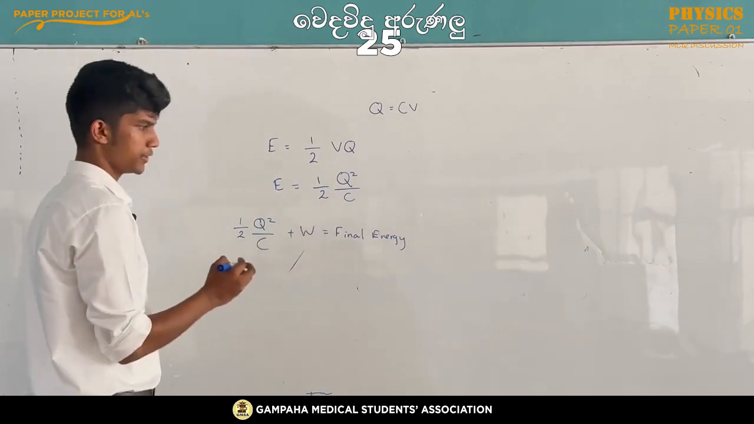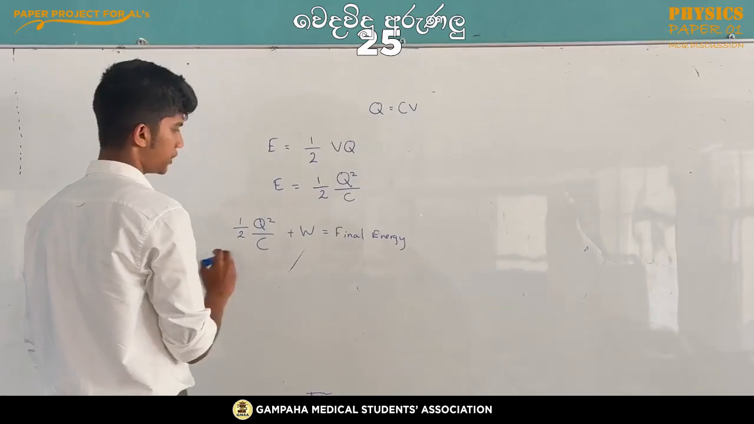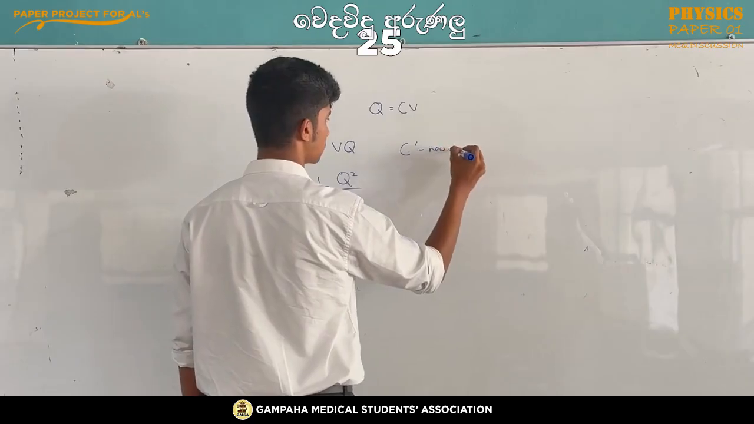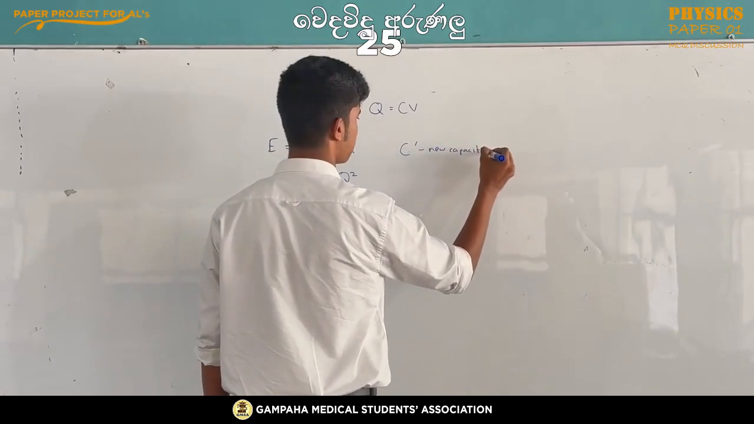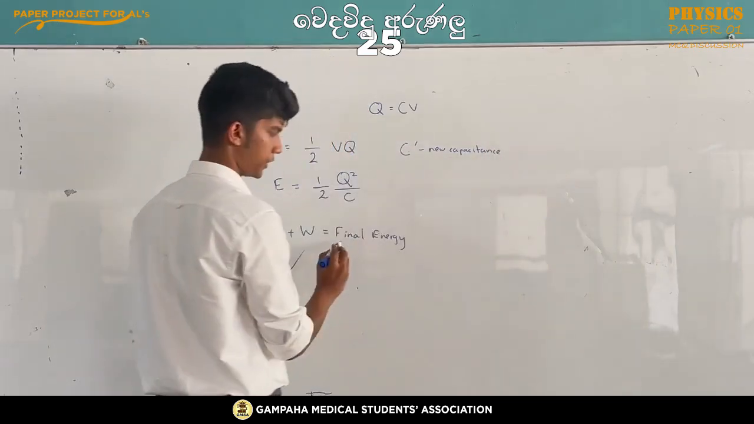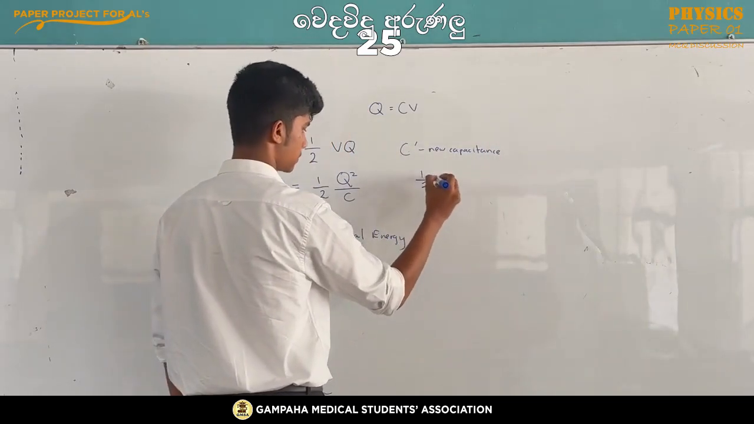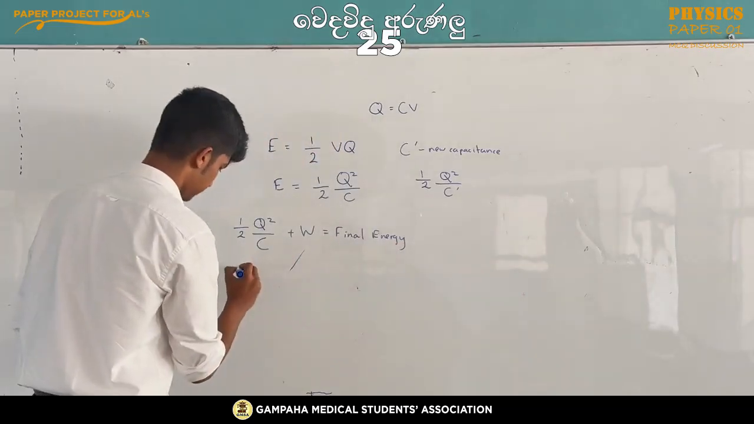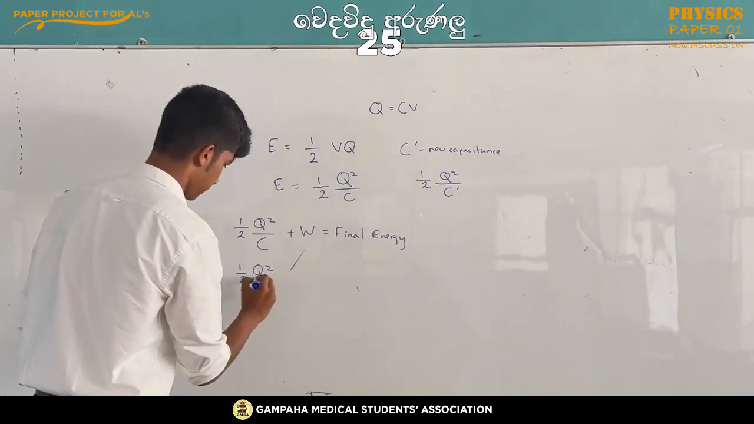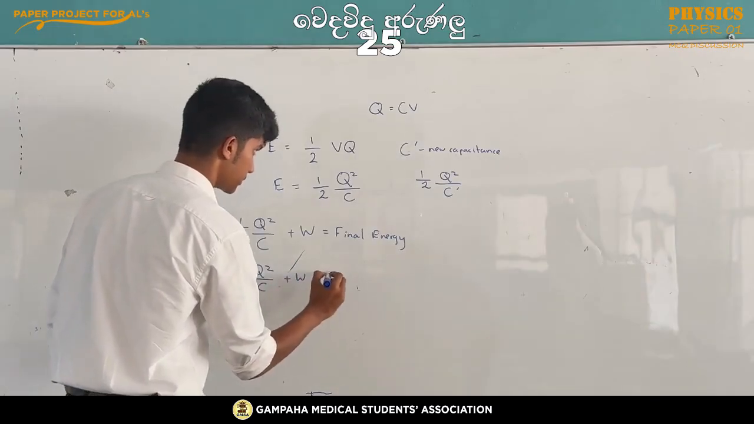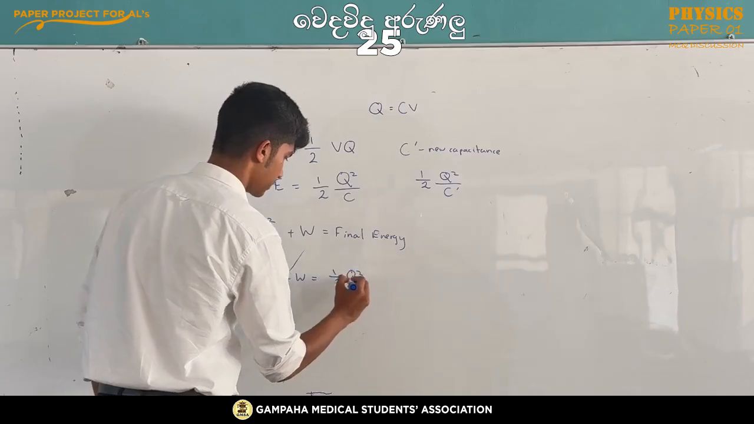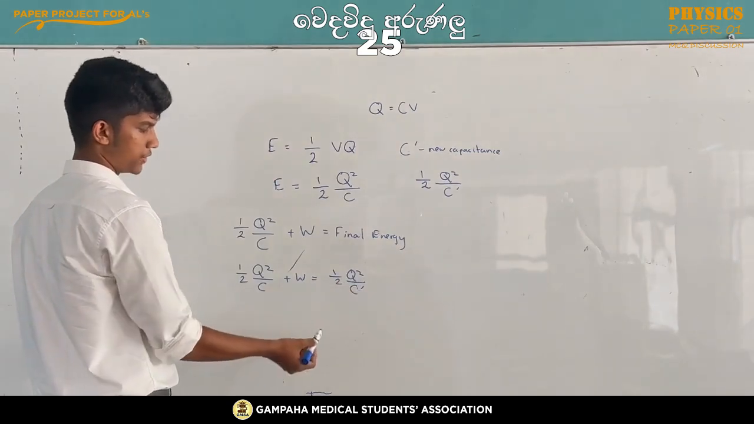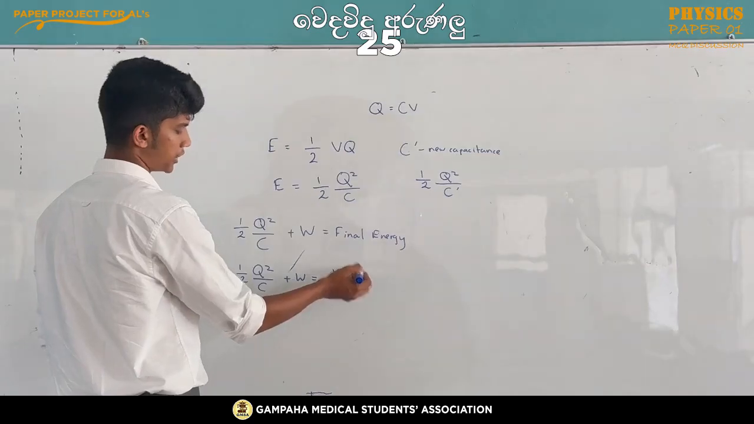Now since the charge is constant, the capacitance is what changes, and we can consider the new capacitance as C dash, and then write an equation for the final energy: half Q squared over C dash. So half Q squared over C plus W is equal to half Q squared over C dash. Since they are asking for the reciprocal of the capacitance of the new capacitor, we have to move the rest of the terms to the other side.